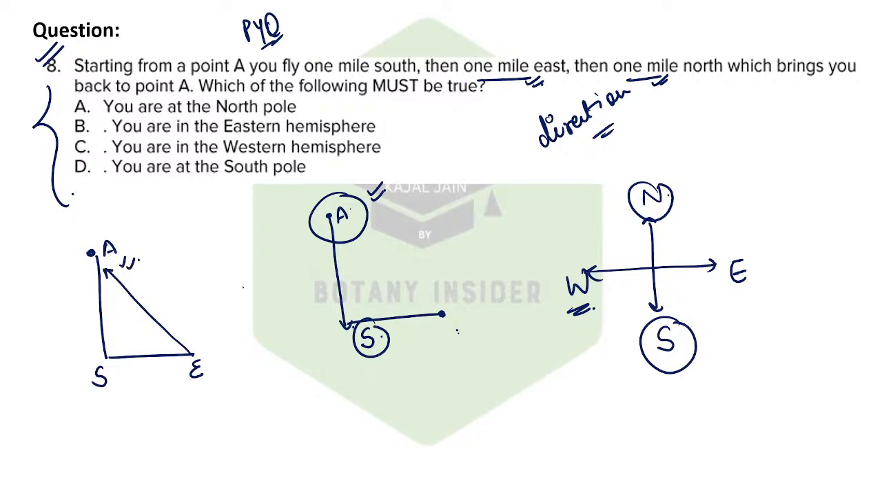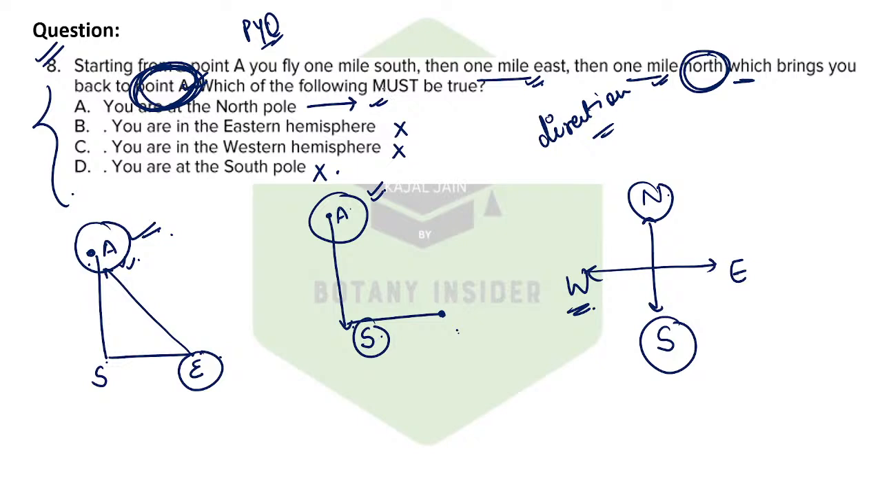It is asking which of the following must be true, because after taking the second turn you're coming back to point A, and point A is in the north direction as given in the question itself. So which one must be true? Are you in the eastern hemisphere? No. Western? No. South pole? No, because obviously from the south we are moving to the east and then towards point A again. So which of the following must be true? It is that you are at the north pole. This option must be true for sure, because you need to find out which of the following should surely be the correct thing.